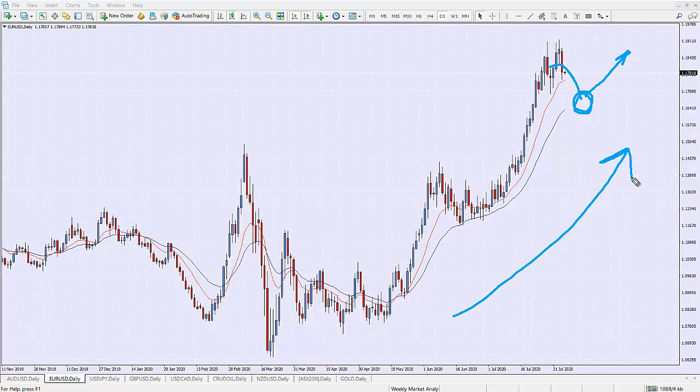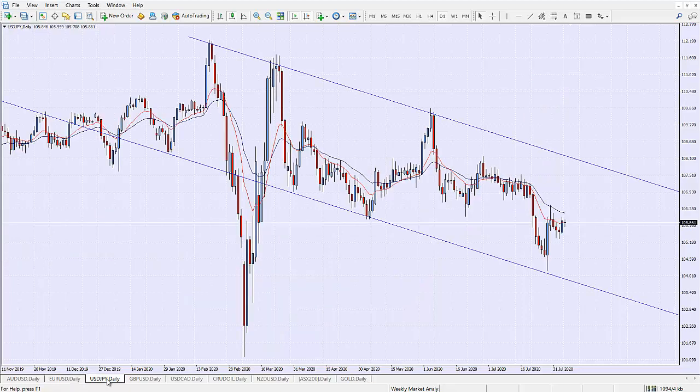I'm not interested in shorting at the moment because there is no significant level of possible resistance where that short may assist us in the trade. Okay, there you have it. That is our Euro USD for this week. Let's move it along. Let's have a look at the US yen.